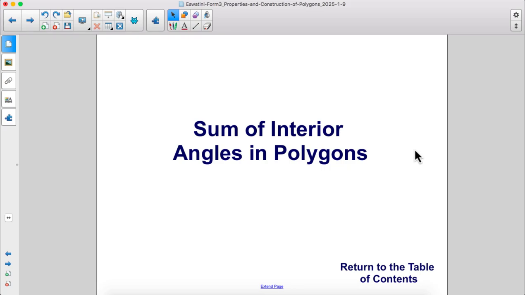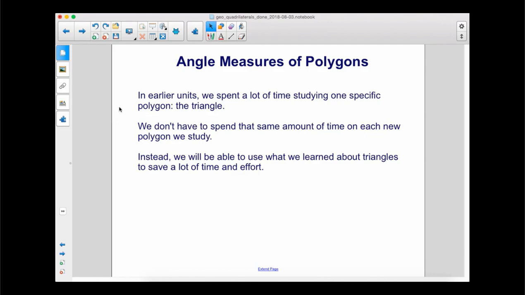Sum of interior angles in polygons. In earlier units, we spent a lot of time studying one specific polygon, the triangle. We don't have to spend that same amount of time on each new polygon we study. Instead, we will be able to use what we learned about triangles to save a lot of time and effort.